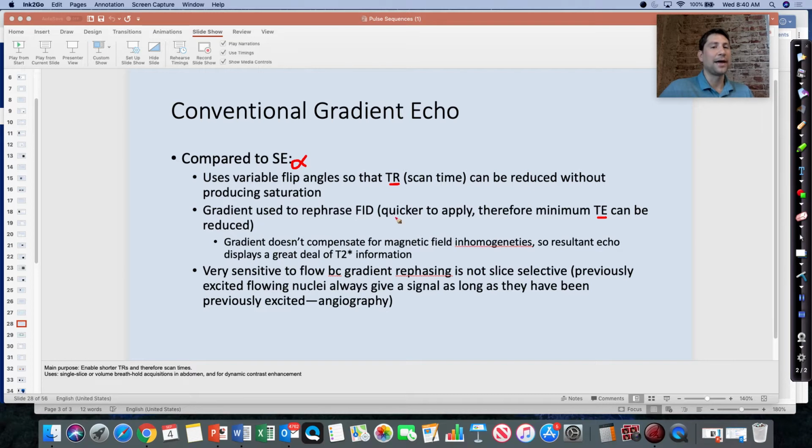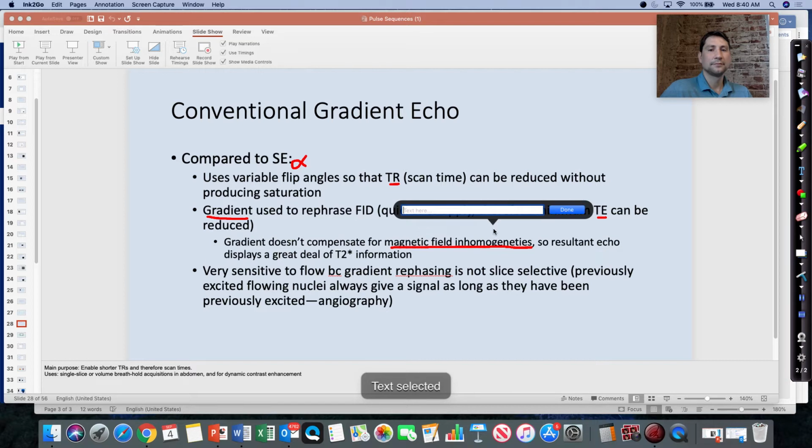The only drawback to gradients rephasing the spins is it doesn't compensate for these things: magnetic field inhomogeneities, and then what are the other two? Chemical shift. And I keep writing these down because I guarantee you this is a registry question. These three things are always going to be a registry question of what a gradient echo pulse sequence cannot correct for.